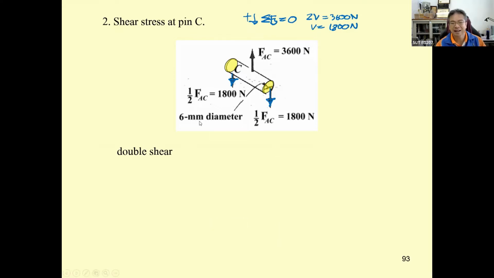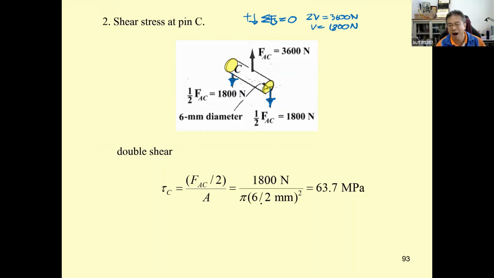And then this has the 6 millimeter. So by doing this, 1,800 Newton divided by pi and then r squared.